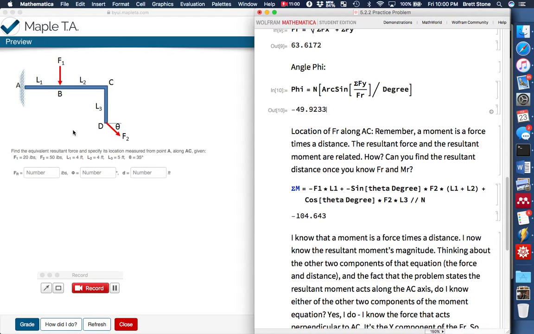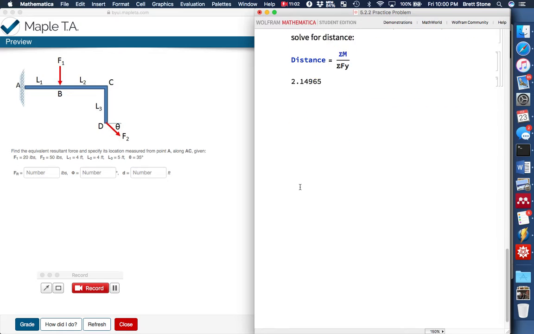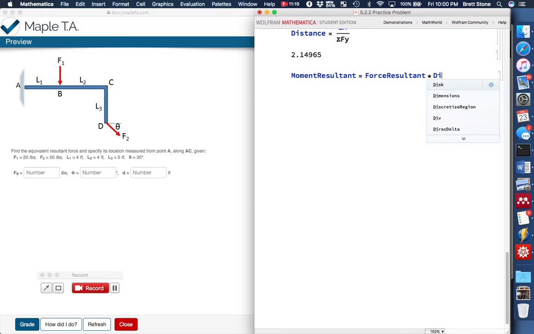So imagining in our heads again, I should write this out. I'll just come down here and type it. The moment resultant is equal to force resultant times distance resultant. Sorry, it's a lot of resultants. But this force resultant is not going to be the whole thing. It's only going to be the y component, right? So I'll put that in parentheses, the y part of it.